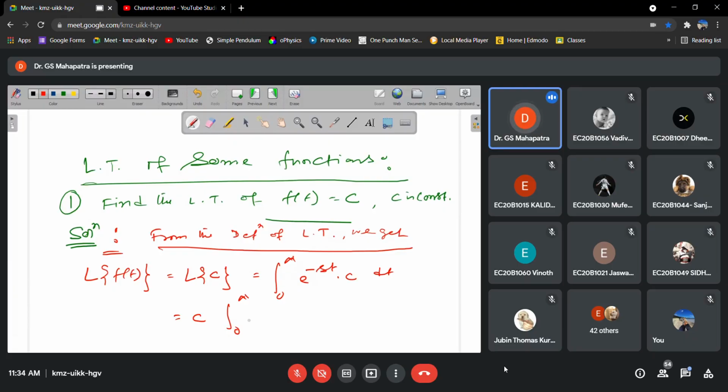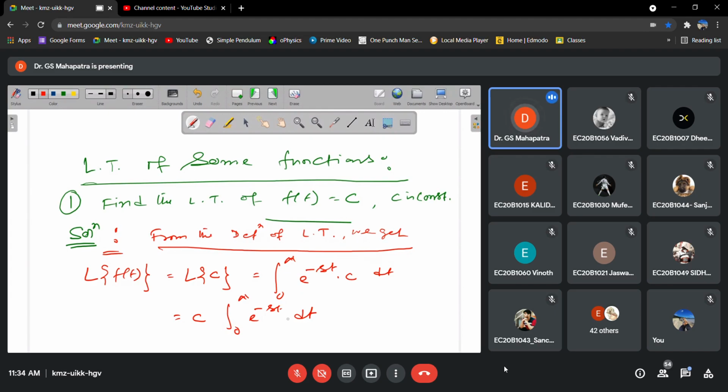The problem is, up to this one is okay. Next one: what is S? S is complex, sir. Complex variable. Correct. If it is not complex, directly you know the solution.